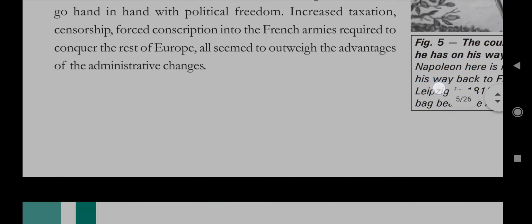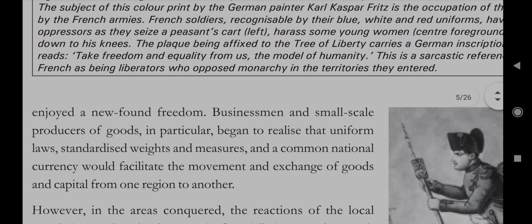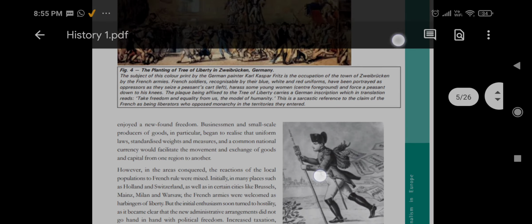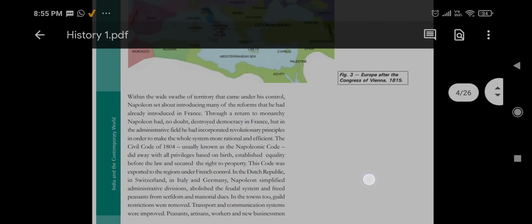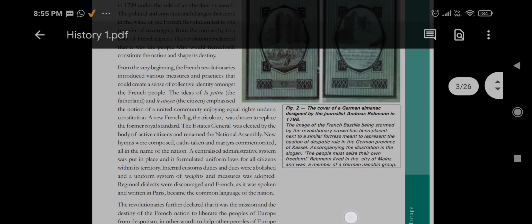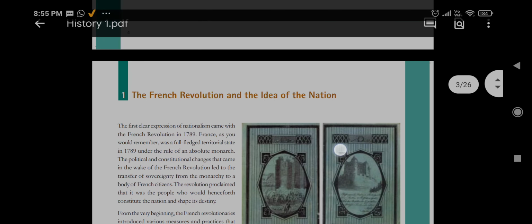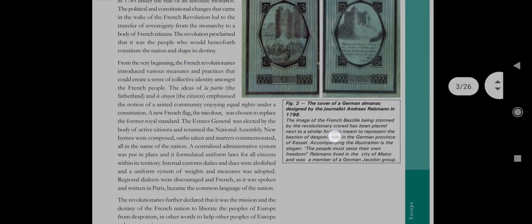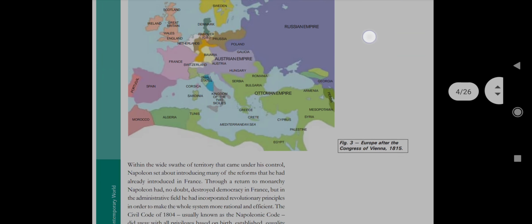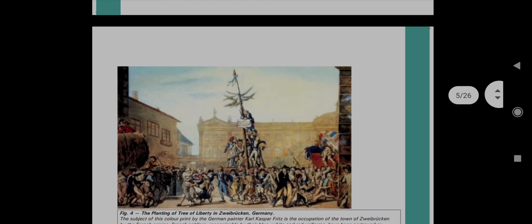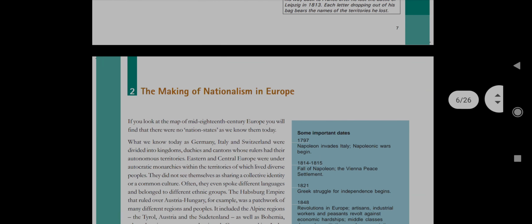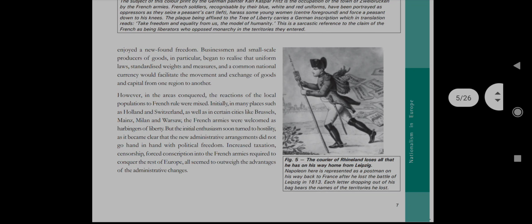So that was all about what they did, how they brought about the sense of nationalism among the French people, and then the Napoleonic Code, and then we studied how the French army brought about nationalism in other parts of Europe as well.